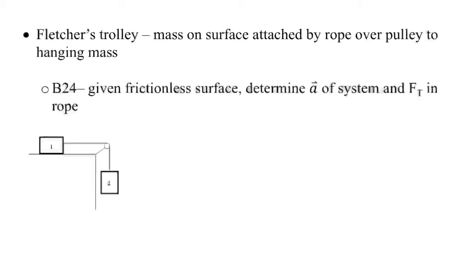The first is Fletcher's Trolley. That's when we have a mass on a surface attached by a rope over a pulley to a hanging mass. It looks something like this. If I assume this is a frictionless surface, then it makes it a much easier question, so let's start with that. Then I want to figure out how I would determine the acceleration and force of tension in the rope.